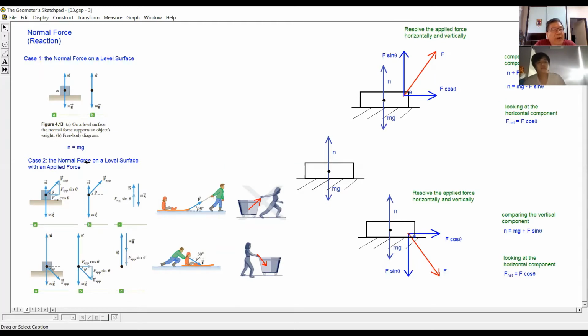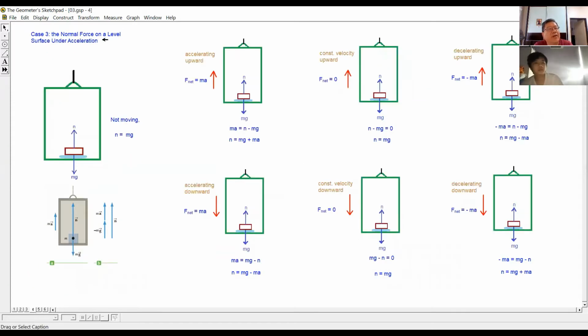The second one is normal reaction on a level surface, but there is an applied force. The third one is normal reaction on a surface under acceleration. Now, how can a surface be under acceleration? It means, what is the normal reaction when you are inside a lift, the normal reaction of your feet against the floor of the lift? So actually there are six cases.